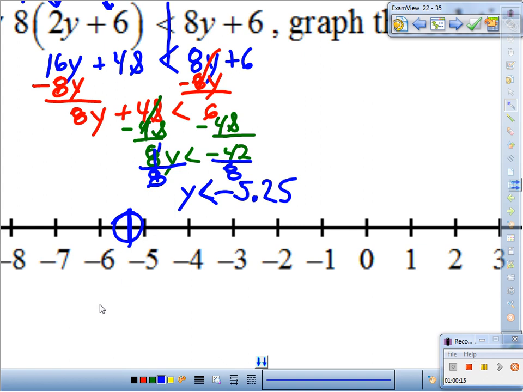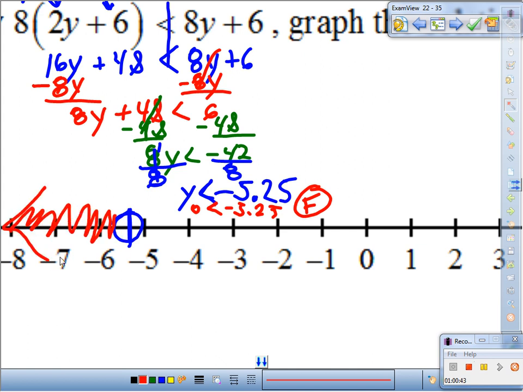All right. Now we need to shade. How do we shade? Well, we need to check first. Which point do you want to check? 0 or something on the other side of that? All right, so I'm going to substitute 0. Is 0 less than negative 5.25? No, that's false, which means we're not going to shade towards 0. We're going to shade in the opposite direction. That way. Away from 0, yes.